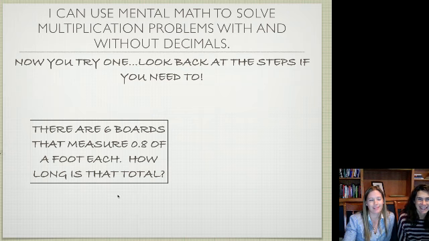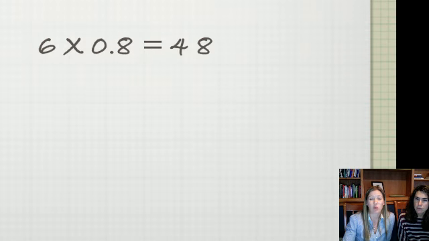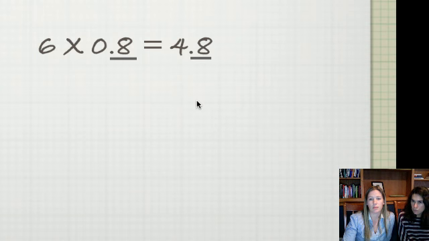Okay, so there are 6 boards that measure 8/10 of a foot each. How long is that total? So again, you multiply 6 times 8/10. So if you remember step 1, ignore the decimal. So I just have to multiply 6 times 8, 48. Step 2, how many places are after the decimal in my question? 1, just the 8/10. Step 3, make sure I put that many places after the decimal in my answer. You're just going to underline it so you can see it and then put your decimal in. That's it. So you should have gotten 4 and 8/10 as your answer.